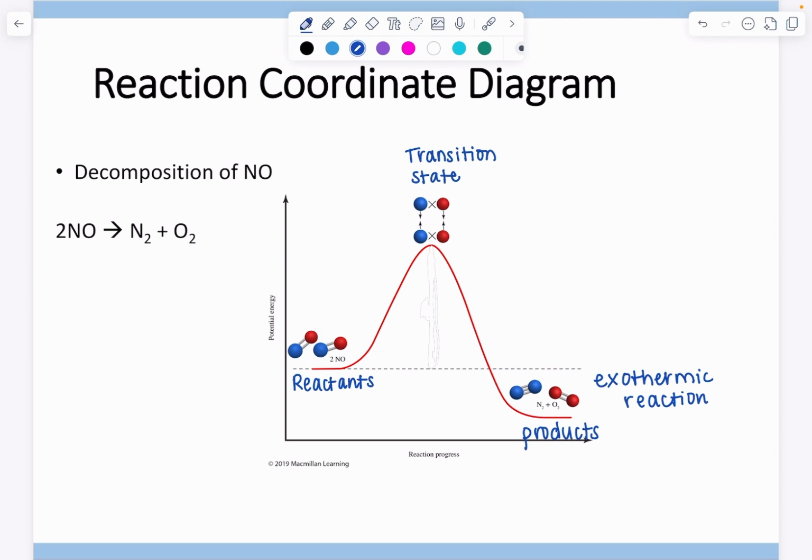We start with two NO molecules where nitrogen is double bonded to an oxygen. In the transition state, the nitrogen to oxygen bonds are breaking, and the nitrogen to nitrogen bond is forming, the oxygen to oxygen bond is forming. And we've learned in the past, breaking bonds requires energy. Forming bonds releases energy.